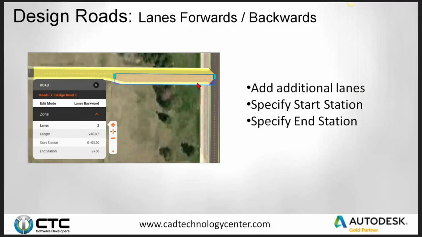So I have a turn lane here coming in. So now this top lane can go straight or turn left, and I actually have a right turn lane. And it's very easy to add additional lanes and then actually to specify a specific start or end station.